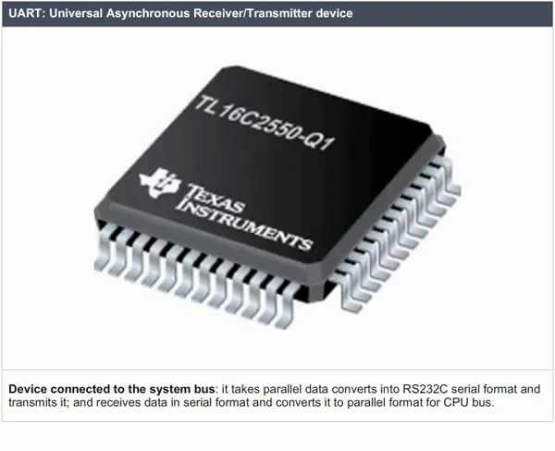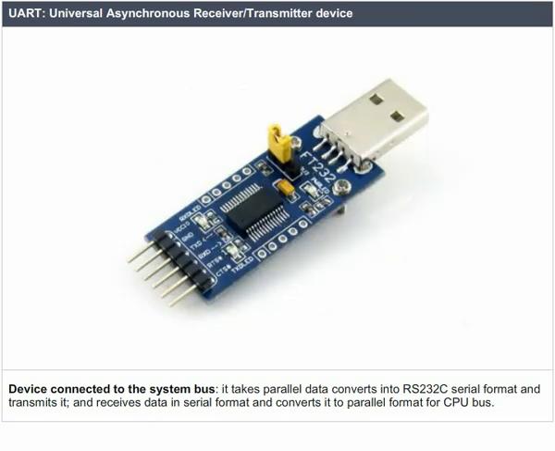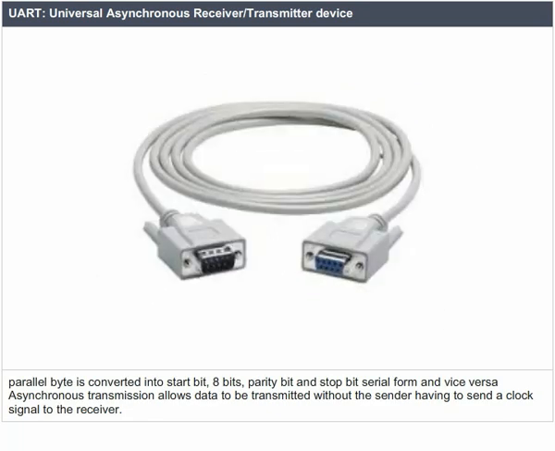UART, Universal Asynchronous Receiver Transmitter device. A device connected to the system bus. It takes parallel data, converts it into RS-232C serial format and transmits it, and receives data in serial format and converts it to parallel format for the CPU bus. A parallel byte is converted into start bit, 8 bits, parity bit, and stop bit serial form, and vice versa.